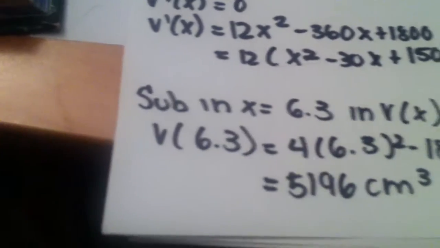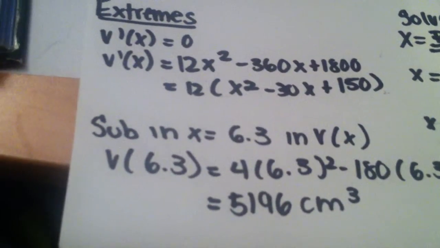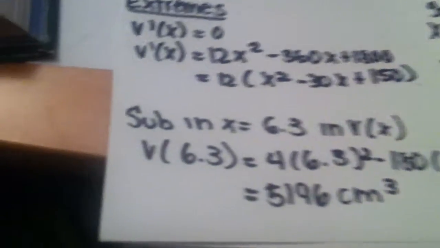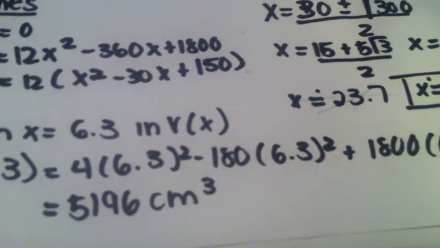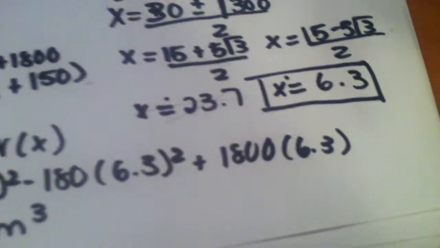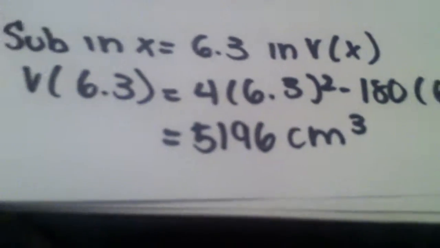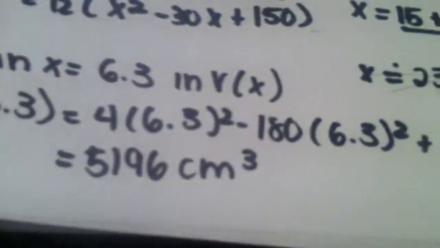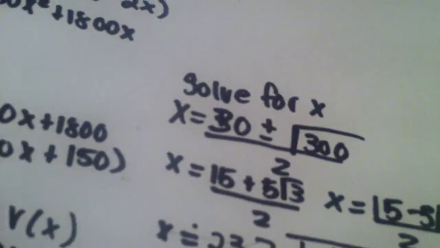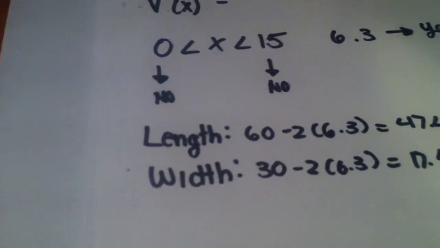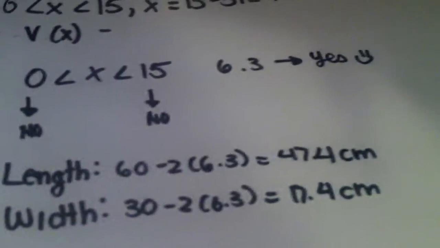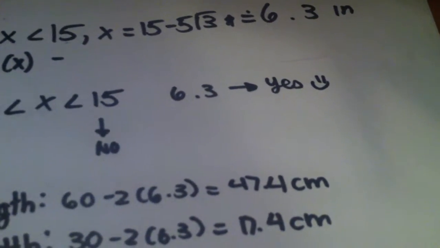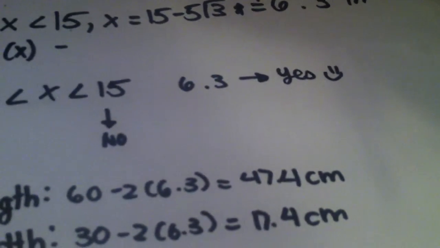Now we want to sub our x value of 6.3 into our volume equation. So we get 4 times 6.3 cubed minus 180 times 6.3 squared plus 1800 times 6.3, and that yields 5,196 centimeters cubed. And again, x cannot be 0 and x cannot be 15, so these extremes are impossible to use. So yes, it is safe to say that 6.3 will yield us a maximum volume.